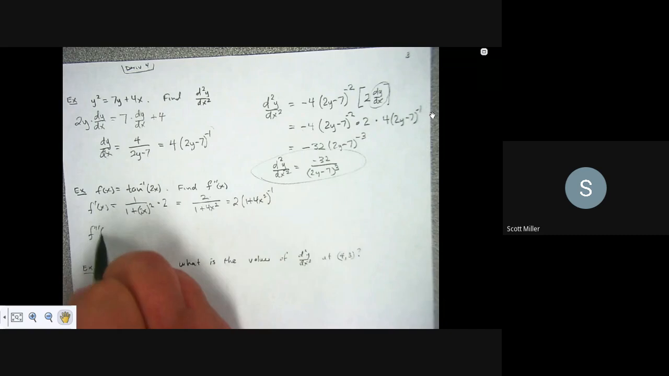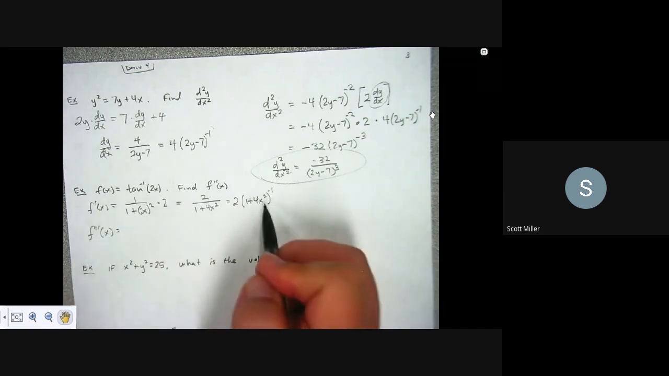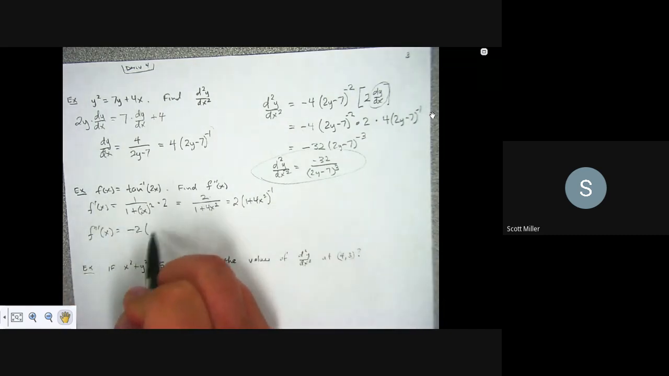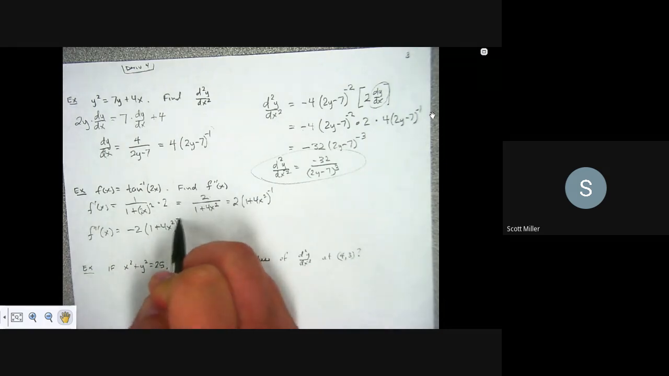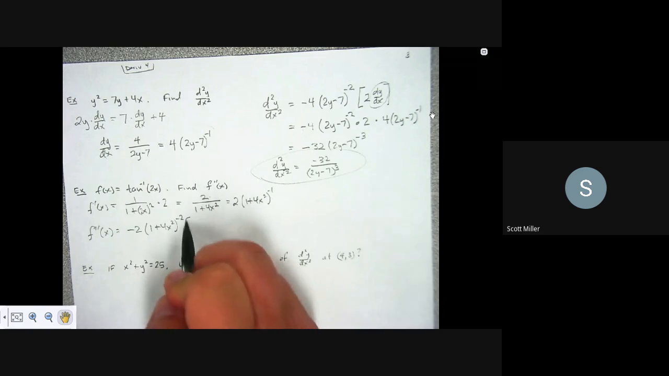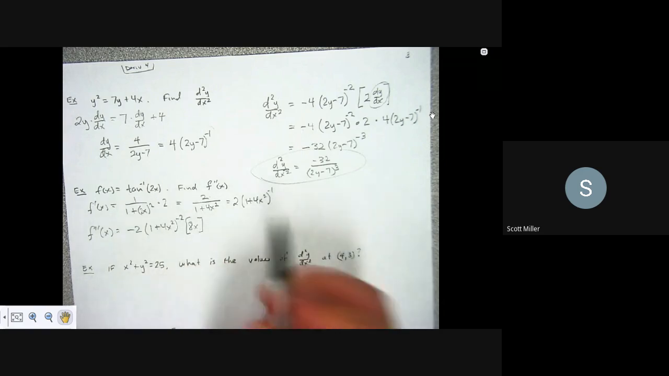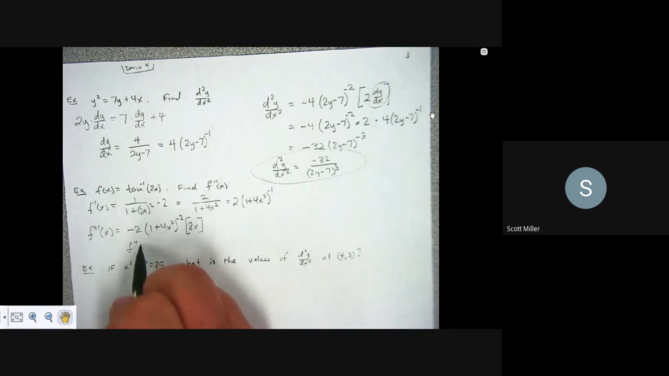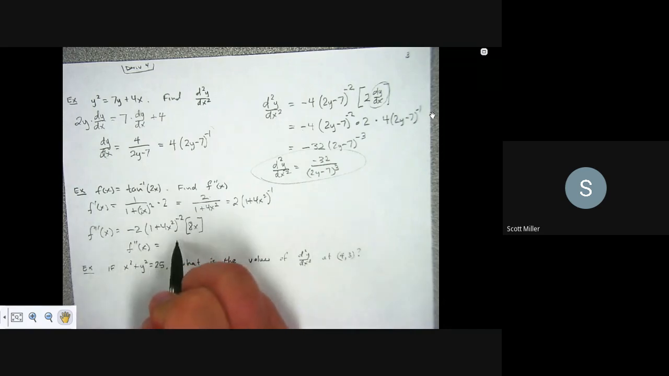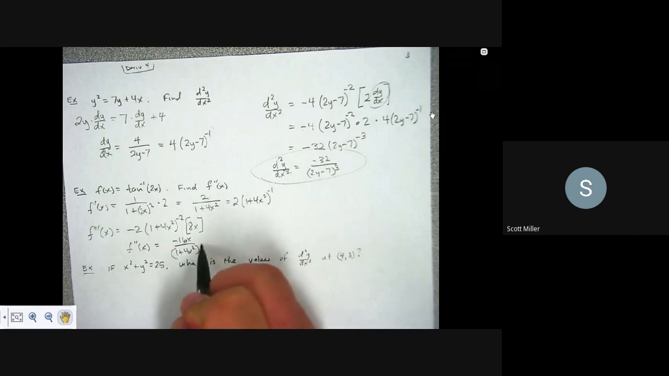So f double prime of x is going to be negative 2, 1 plus 4x squared to the negative 2, lower the power by 1, and then times the derivative on the inside, and that derivative on the inside is going to be 8x. And so then our final derivative is negative 16x over 1 plus 4x squared, quantity squared.